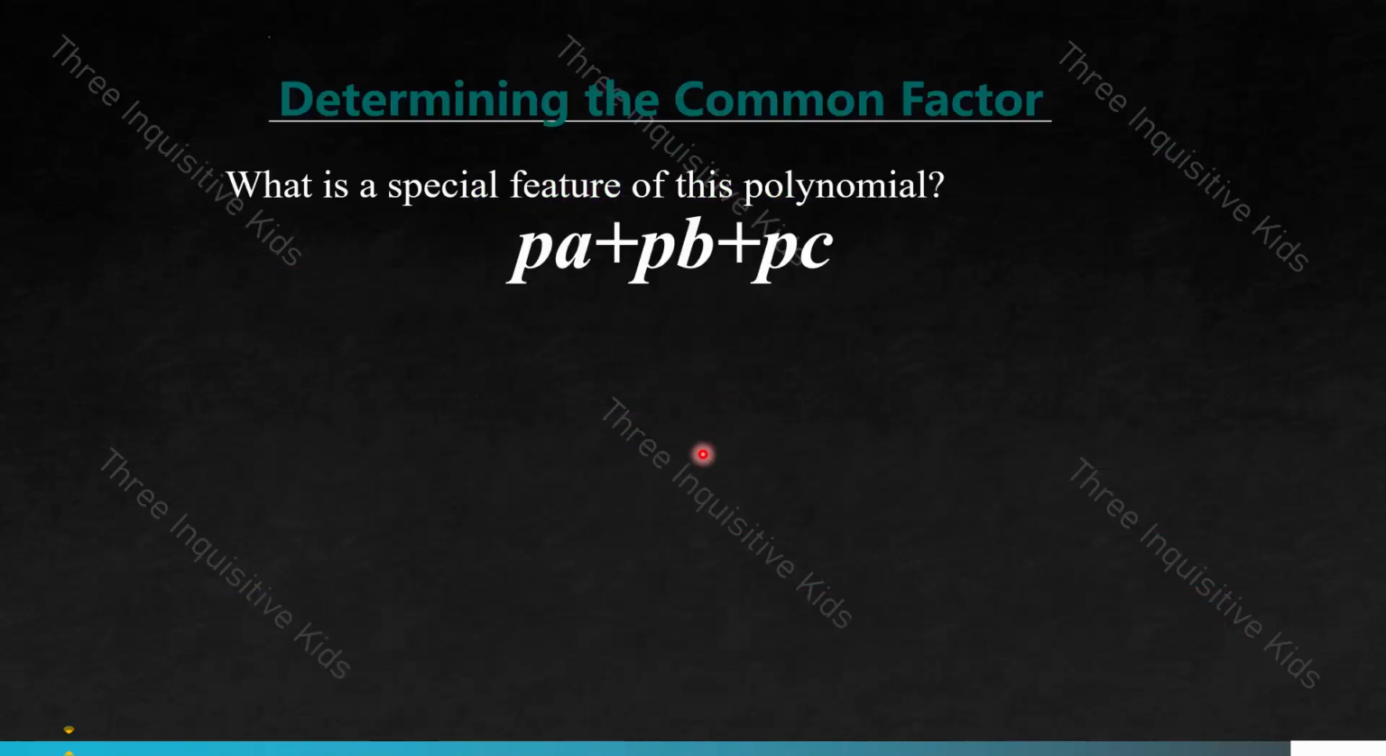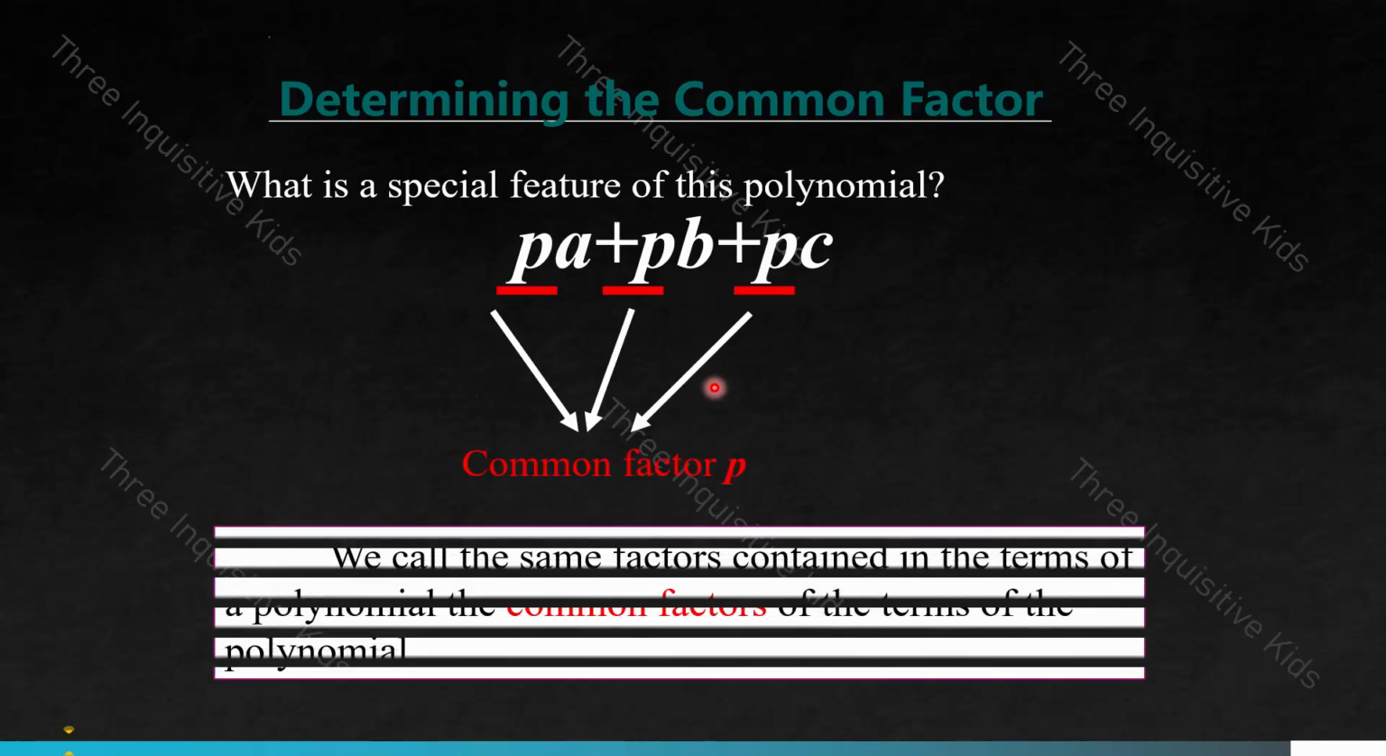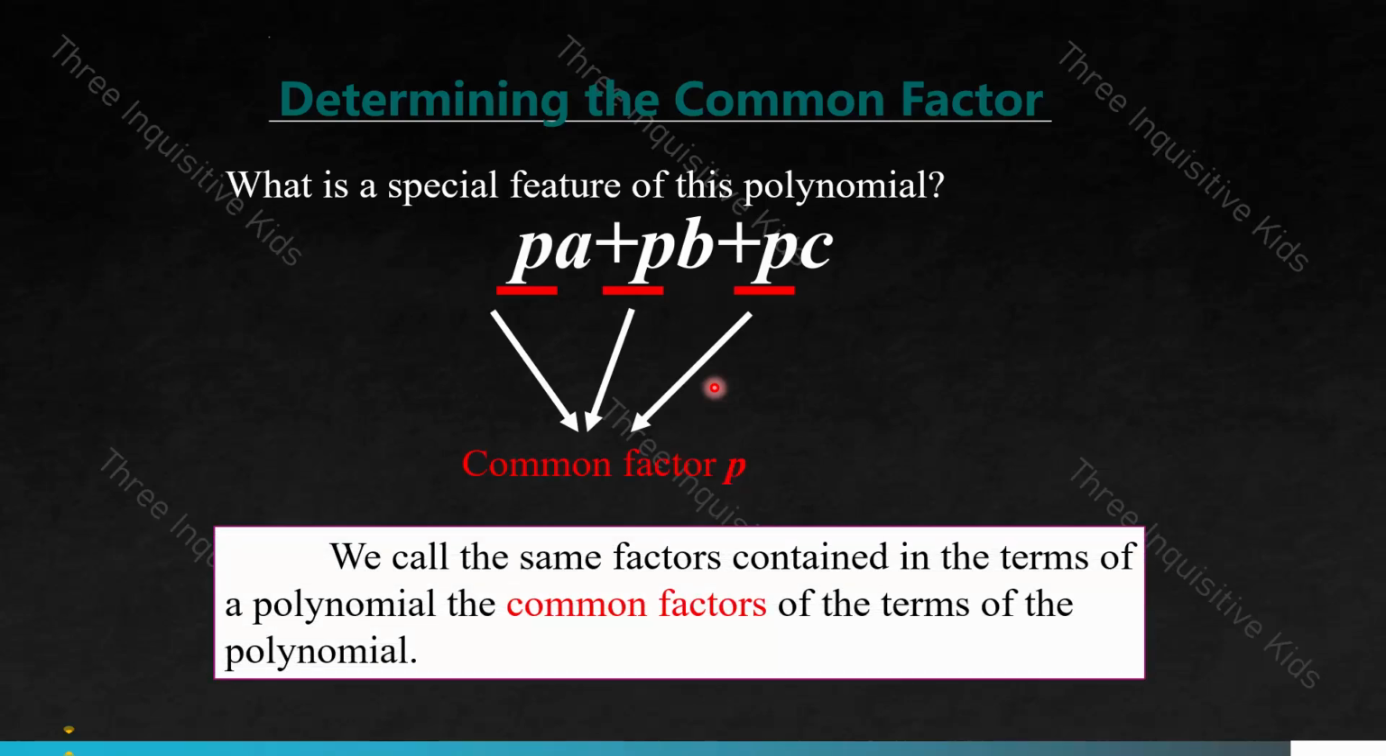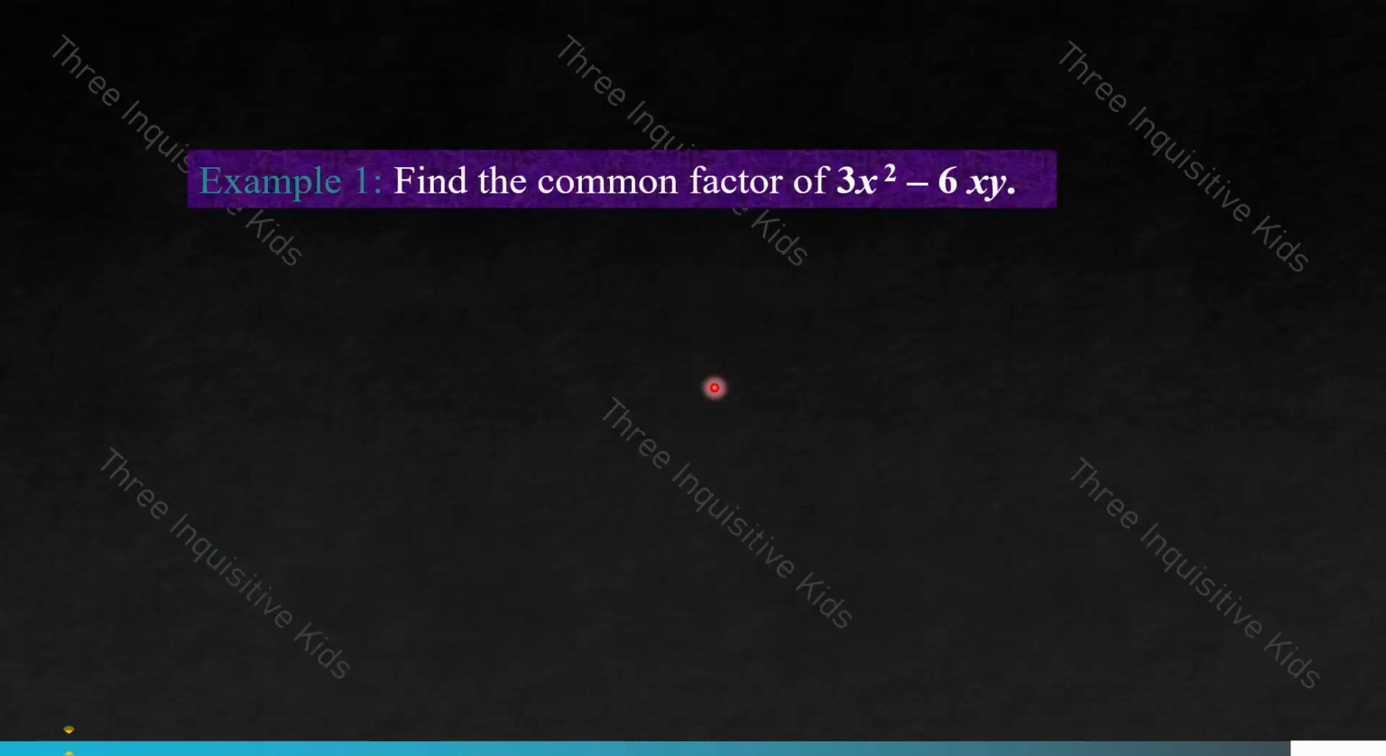Determining the common factor. What is a special feature of this polynomial right here? pa plus pb plus pc. Well, we can see that each of these terms has the letter p, the variable p. So this would be the common factor. We call the same factors contained in the terms of a polynomial the common factors of the terms of the polynomial. Now let's find the common factor for this expression, 3x squared minus 6xy.